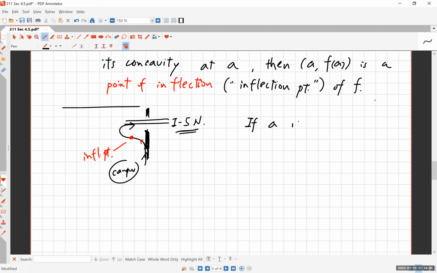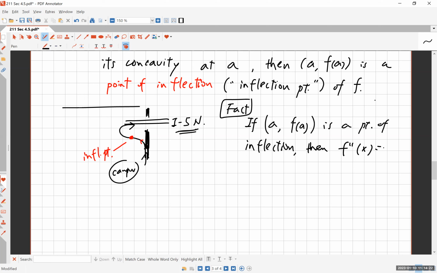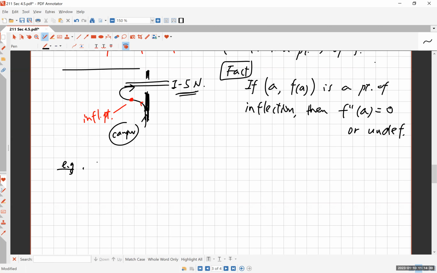But the point is, if a is a point of inflection for f, I should state this as a fact or a theorem, then the second derivative is 0 at that point. Actually, it could be undefined, right? So look for a critical point of the second derivative in order to find the point of inflection. It's not as hard as it may sound.